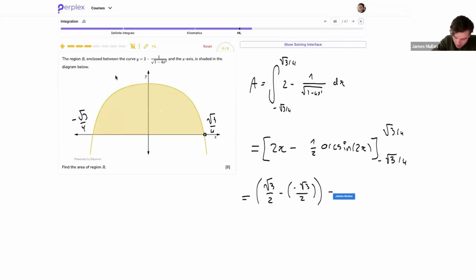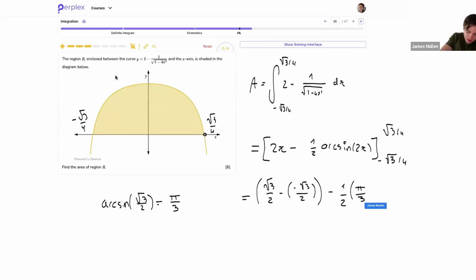Okay, and then minus half of the arcsine. The arcsine of 2 times this is the arcsine of root 3 over 2. Arcsine of root 3 over 2 is equal to pi over 3. Okay, so it's going to be half of pi over 3.